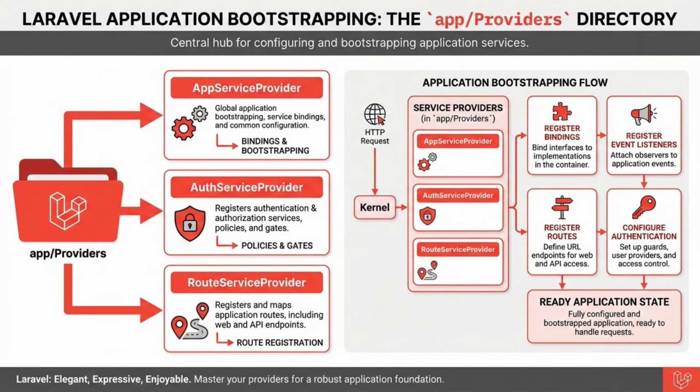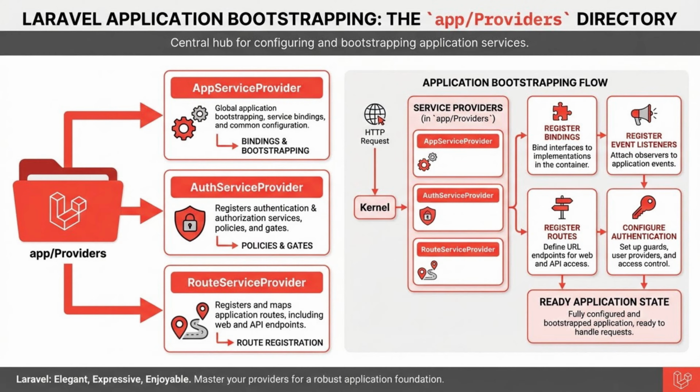The AppServiceProvider is one of the most central providers. It handles global bootstrapping tasks such as binding interfaces to implementations, sharing data across views, and registering custom logic that should run when the application starts. Another important provider is the AuthServiceProvider, which handles authorization rules, policies, gates, and everything related to how users are allowed to interact with the system. It ensures that different parts of your application are protected and only accessible to the right people.